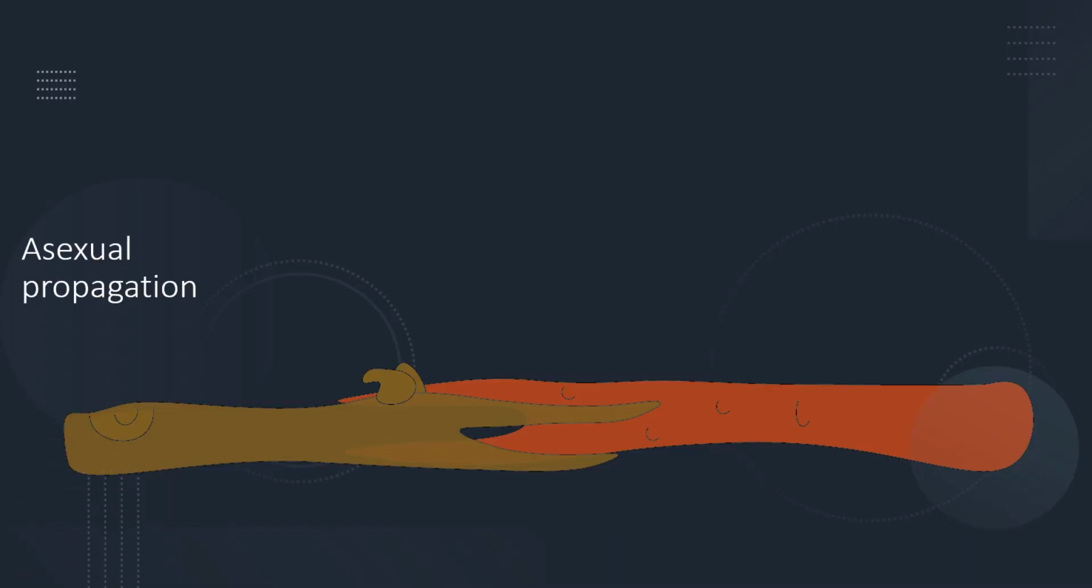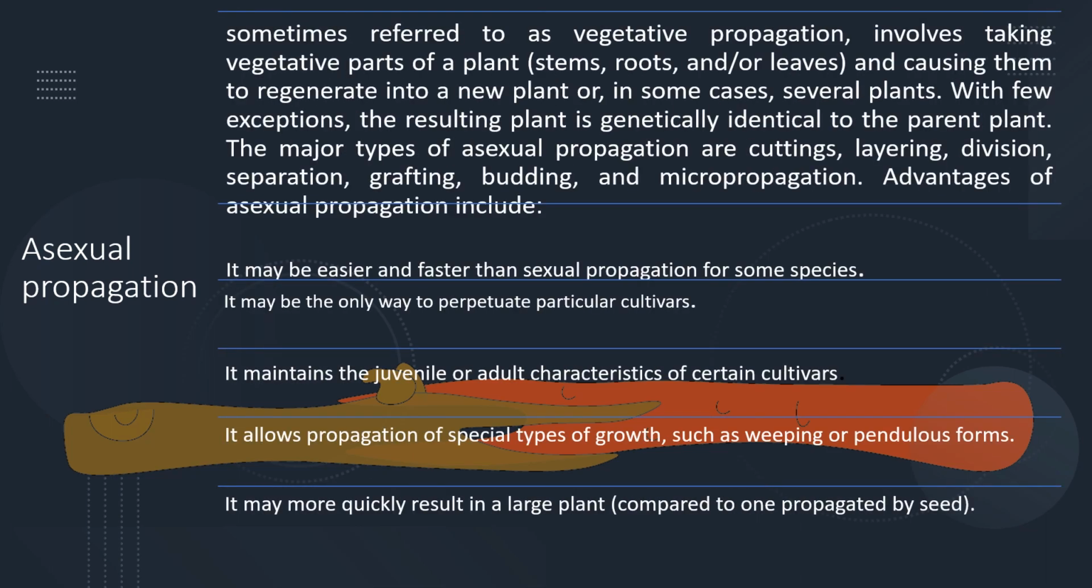So let's move on to asexual propagation, sometimes referred to as vegetative propagation. It involves taking vegetative parts of a plant, stems, roots, and leaves, and causing them to regenerate into a new plant, or in some cases, several plants. With few exceptions, the resulting plant is genetically identical to the parent plant. The major types of asexual propagation are cuttings, layering, division, separation, grafting, budding, and micropropagation.